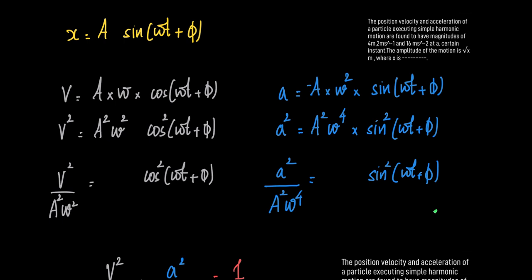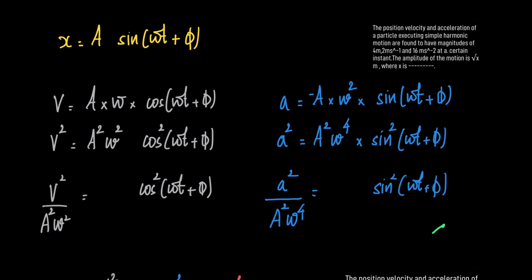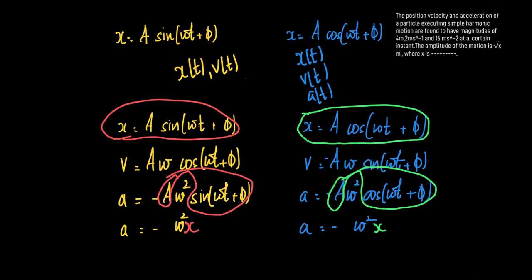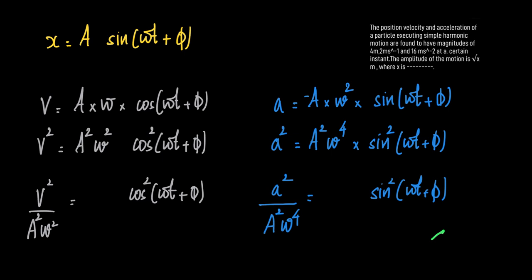Let's focus on this part here. If x is equal to a sine omega t plus phi, we know that v is equal to a omega cos omega t plus phi, and acceleration is minus a omega square sine omega t plus phi. Now, once you have this, can I square v over here? So v square is a square omega square cos square omega t plus phi, and a square is a square omega raised to 4 times sine square omega t plus phi.